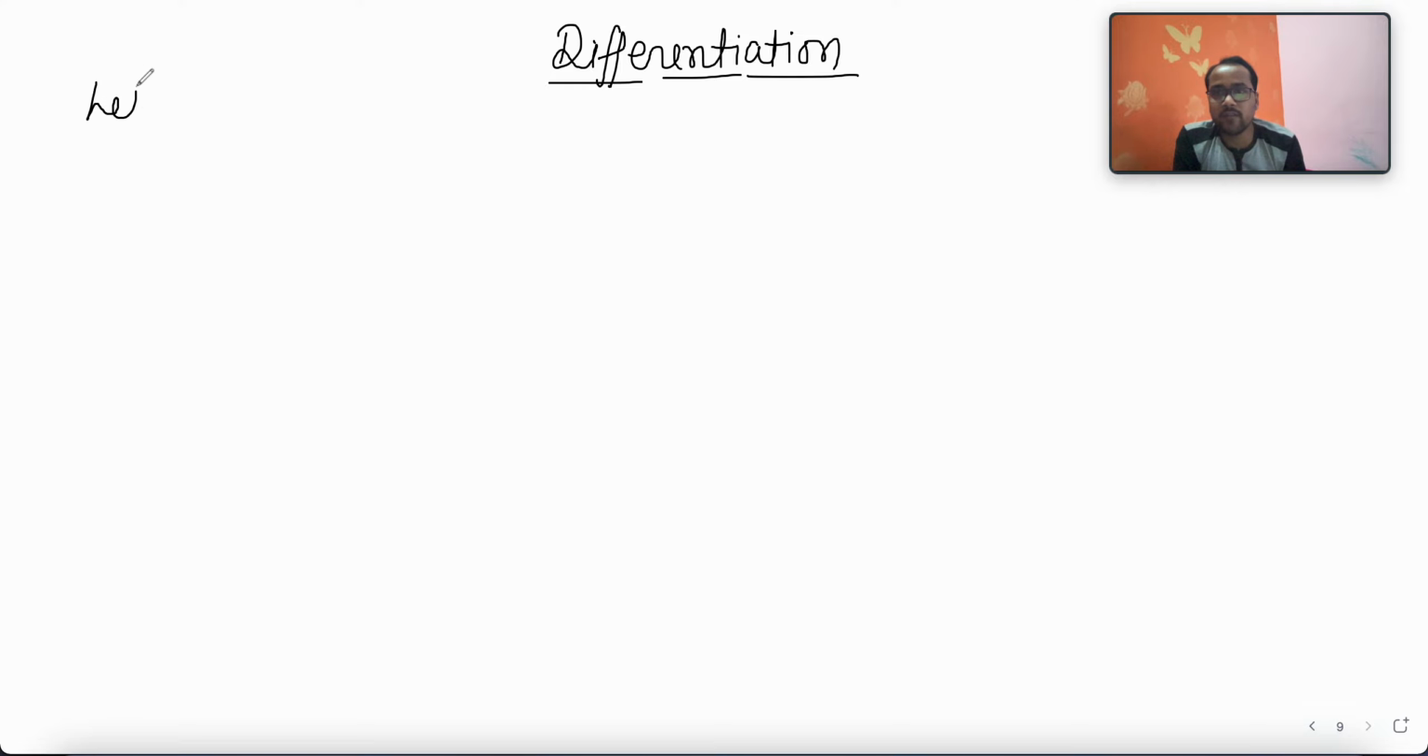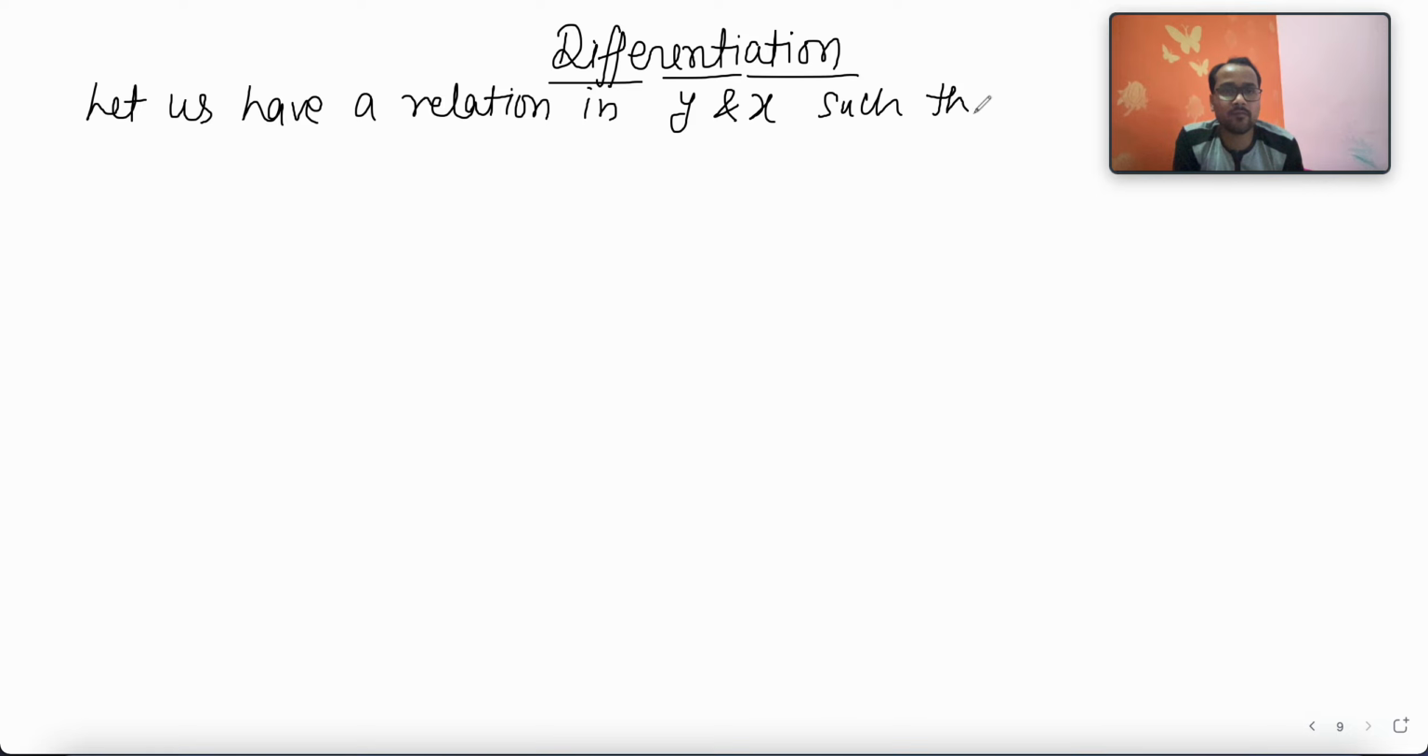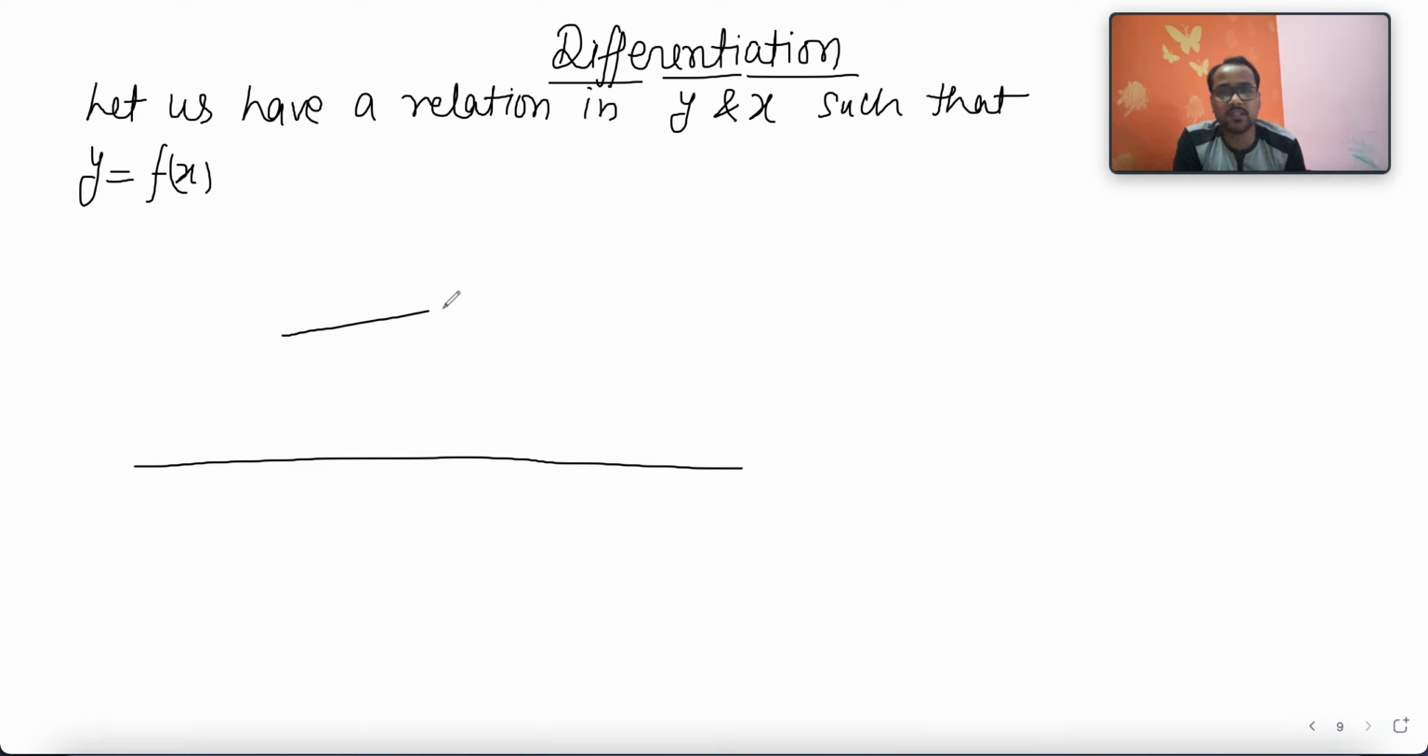So let us have a relation in y and x such that y is equal to, let's say, f(x). So if the relation in x and y is written as y equals some function of x, and I plot the graph of this relation, then let's suppose the graph is like this.